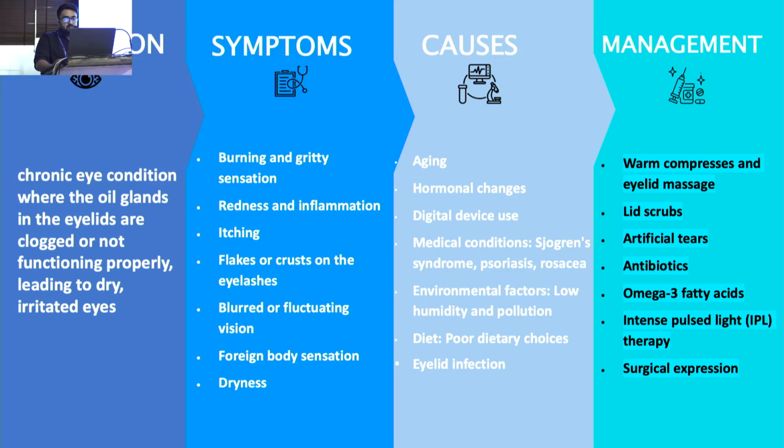Omega-3 fatty acids were earlier recommended, but later in the DREAM trial, they found it's not causing any significant resolution. Intense pulsed light therapy is currently a treatment of choice because it's a day care procedure, and the patient can get it done within 15 minutes. Surgical expression is an older method where the glands were manually expressed in high-grade MGD.